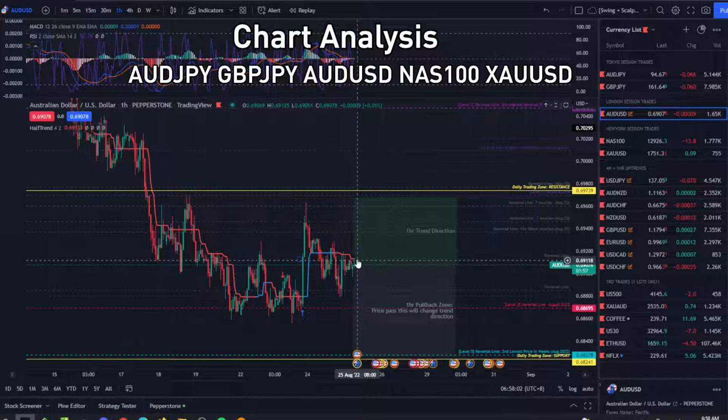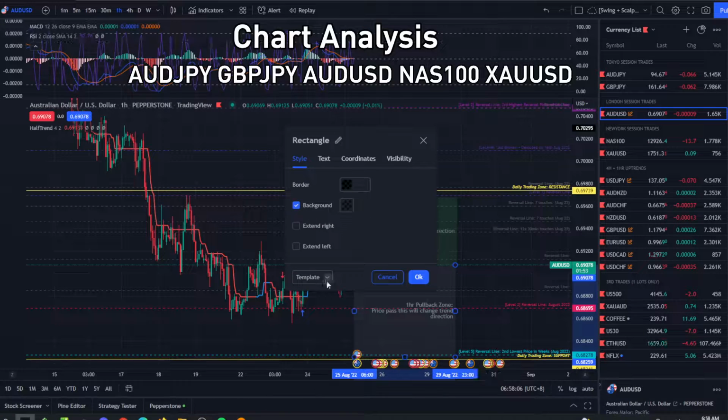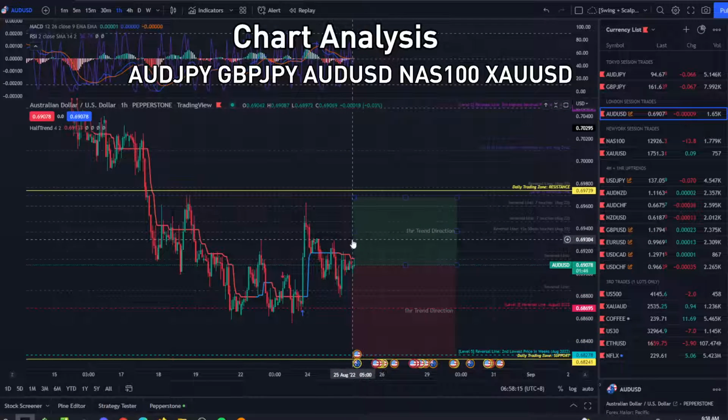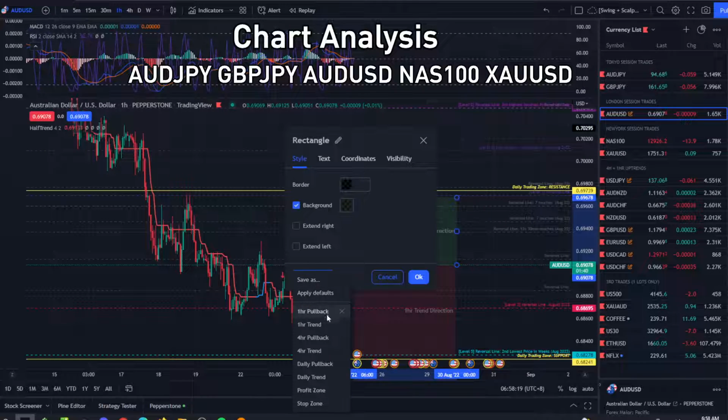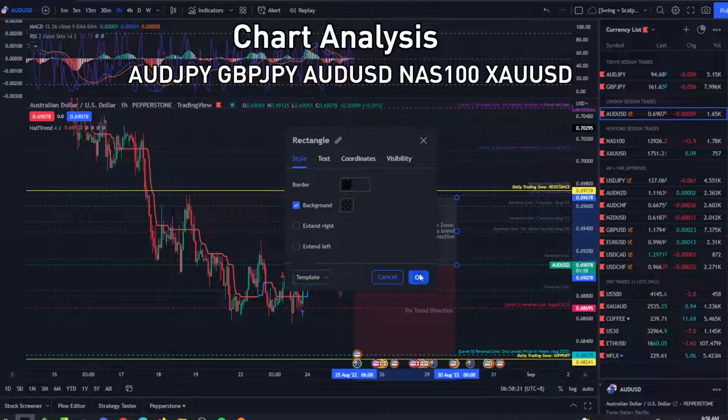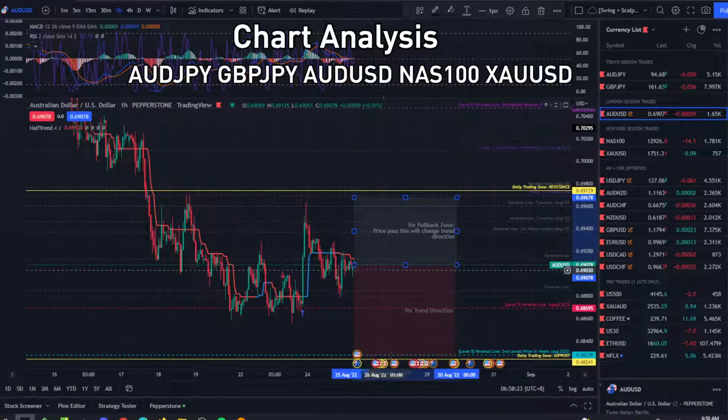So we will revert this back to a downtrend. This is now a downtrend. And this is the pullback zone. And there's a bit of a bias there too, but also the half trend line is also red, so it also indicates that we are in a downtrend direction.